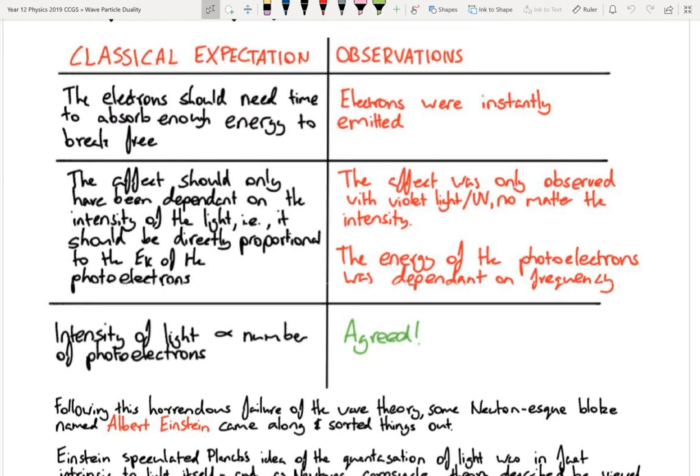They're quick with the stopwatch. They were able to figure out that there wasn't any time delay, that the electrons were ejected instantly. As I said, it should have been dependent on the intensity of light, but it turns out no matter the intensity, no electron had more energy. Okay, there might have been more electrons, but they are all stopped by the same stopping voltage.